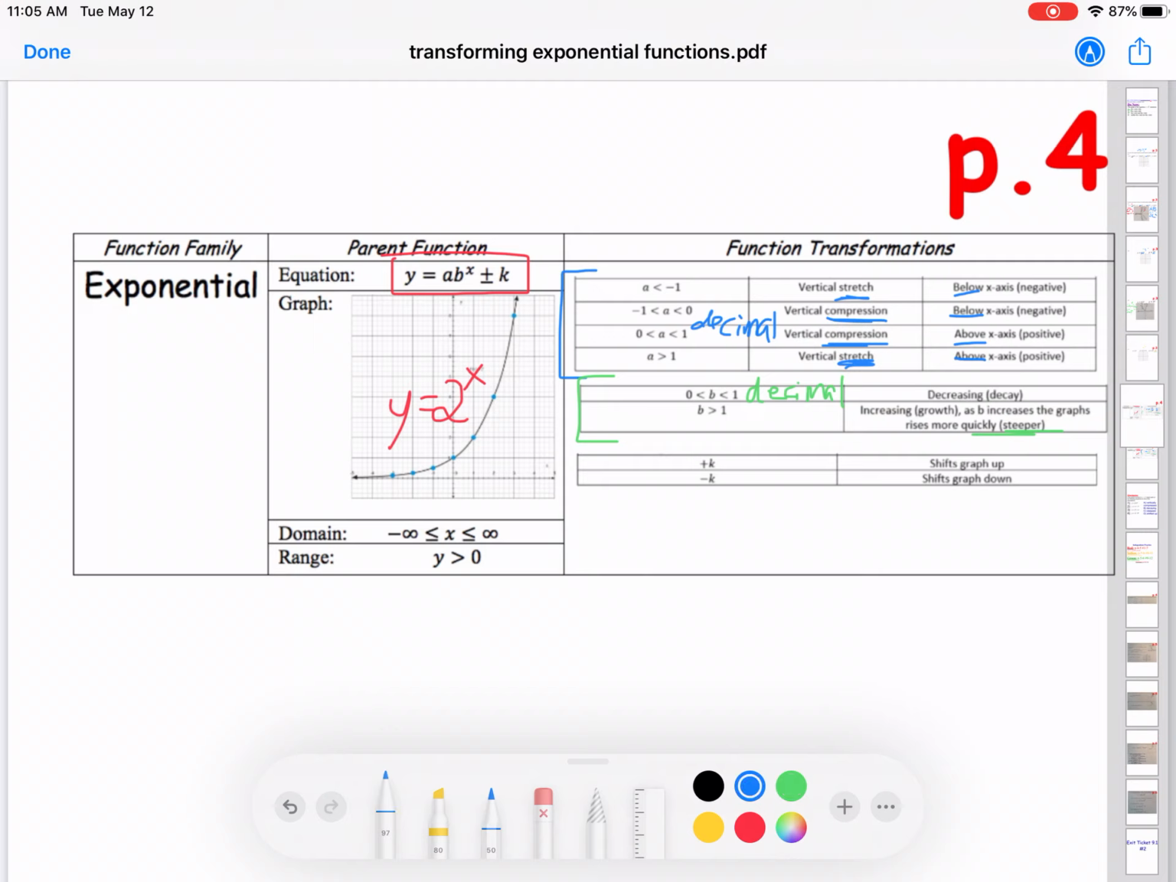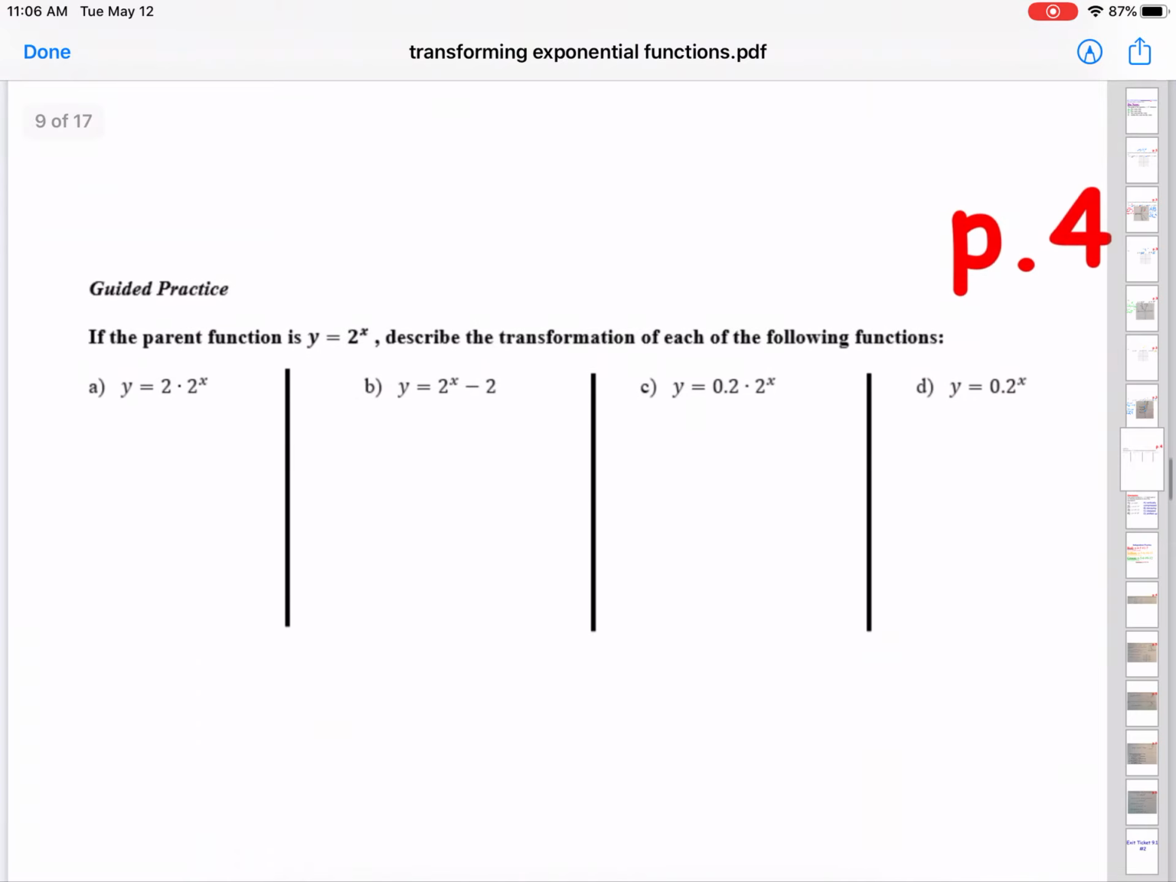And finally, our last new variable we introduced, our k variable, or that constant on the end. If we add a value of k, that shifts the entire graph up. If we subtract a value of k, that shifts the entire graph down. So again, you can see in this lesson that there are 3 different ways that you can transform your exponential functions by changing a, b, or k. So let's take a look at our guided practice.